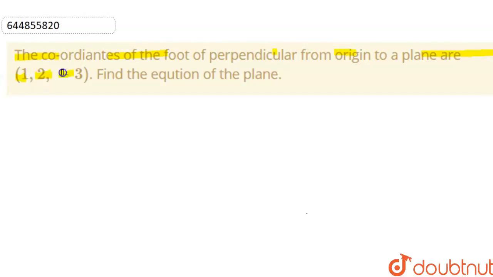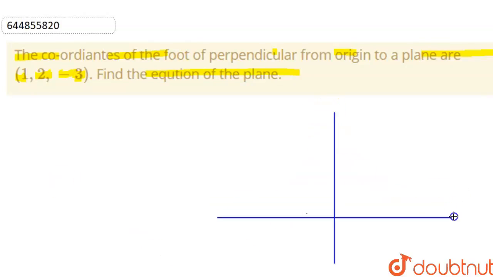Today our question is: the coordinates of the foot of perpendicular from origin to a plane are 1, 2, -3. Find the equation of the plane. So let's say this is our coordinate axis, and we have been given that the perpendicular point on the plane from origin is 1, 2, -3.